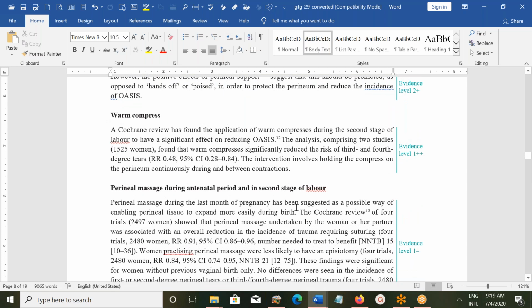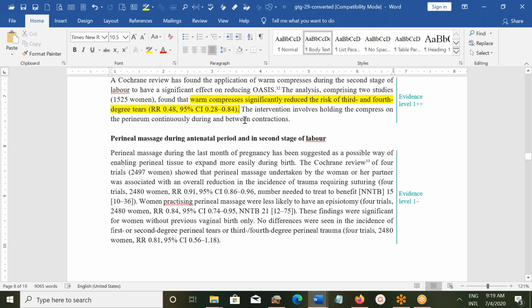What is the effect of warm compresses? They did some analysis, and what they found is that warm compress significantly reduces the incidence of perineal tear in the second stage of labor, of risk of third and fourth degree tear, and the relative risk was 0.48. So it means that you can hold a compress on the perineum continuously during and between contractions. What is the exact mechanism?